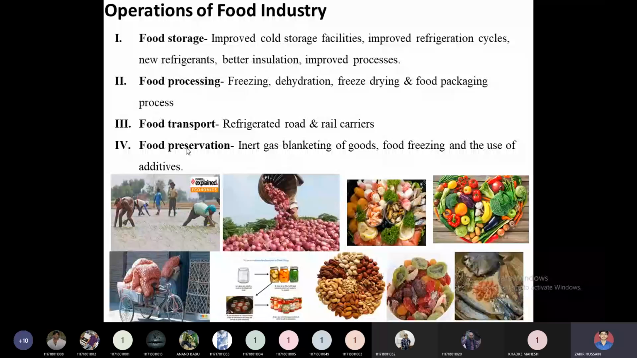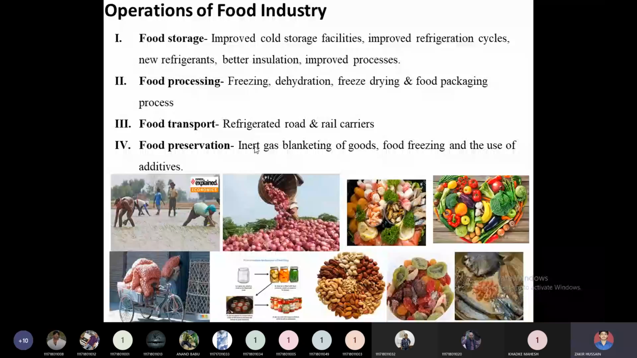Then food preservation involves the inert gas blanketing of goods. If you see airtight, air sealed fruit packets or food packets, that all comes under this inert gas. If required, some inert gas will be injected into that one, so that atmospheric gases cannot attack and some oxidation process cannot be involved. If oxidation takes place, some heat will be increased inside that fruit. That fruit will be ripened. So when it is ripened, the natural sugars will be lost from that fruit, and flavors will be lost from that fruit. Because of that, we will create an airtight container, or if required, some inert gas will be injected into those airtight sealed containers.